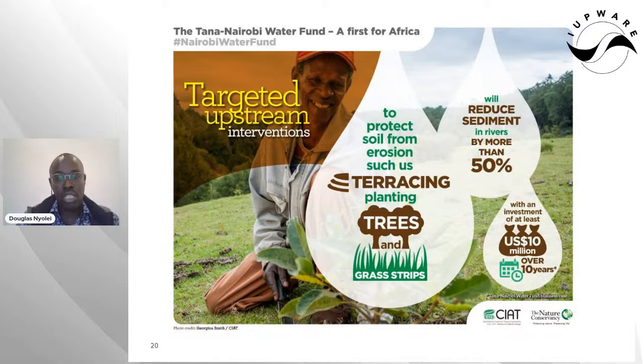So the target in this catchment, from the technical analysis and the socioeconomic assessments that we did, was that this catchment requires massive nature-based solutions in the form of terracing, planting of trees, grass strips, to be able to reduce on the sediment loads. And the study that we did demonstrated that 50% of the sediments can be reduced by engaging in these nature-based solutions within the catchment. The amount that is required to be able to implement this is 10 million. And right now, our water fund has been set up.